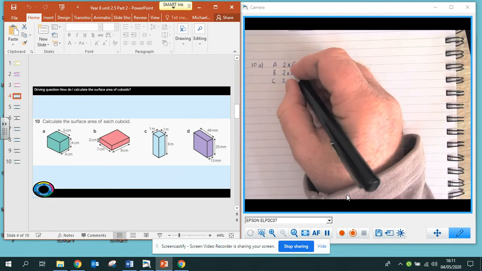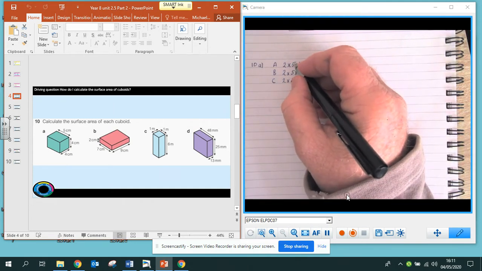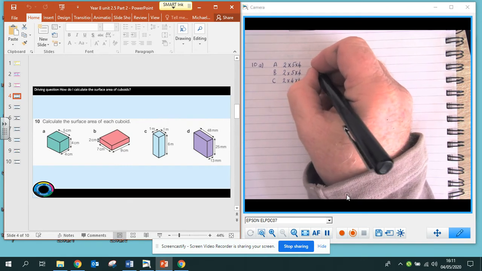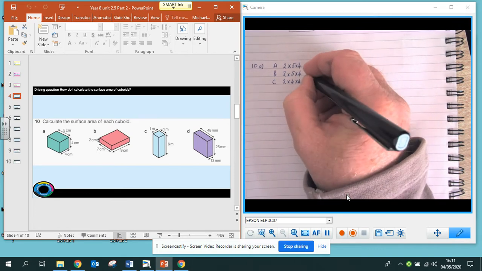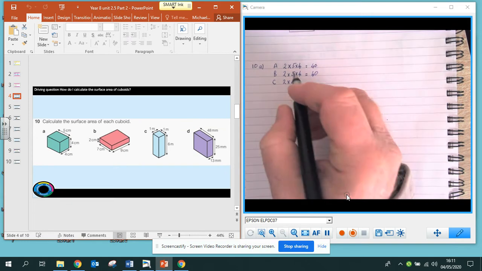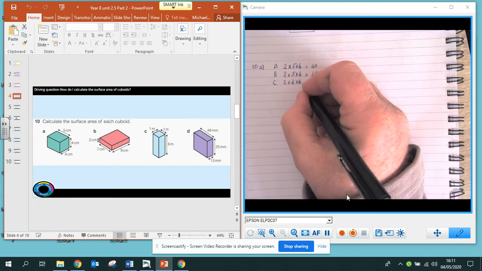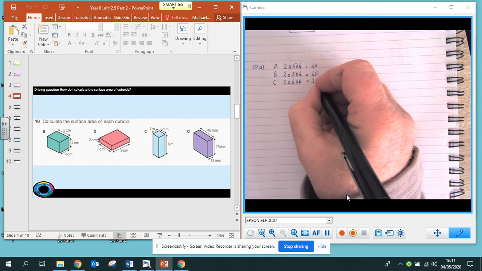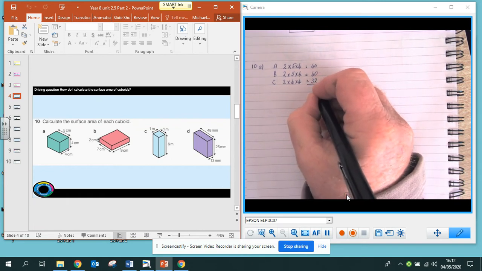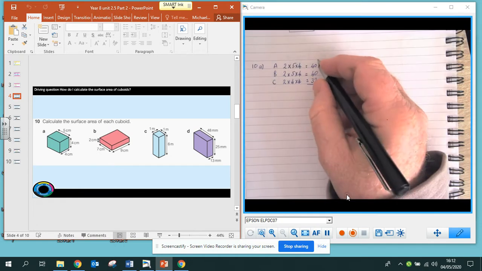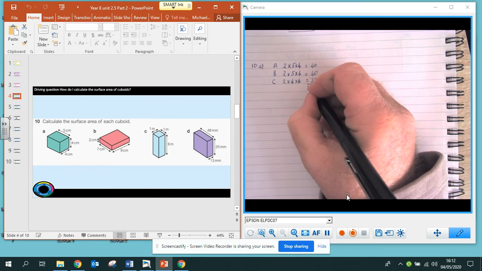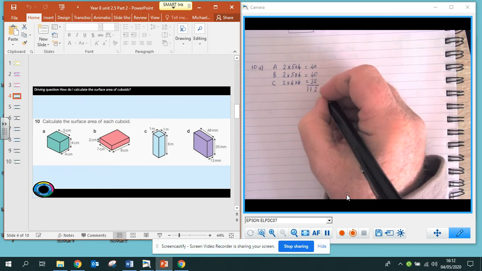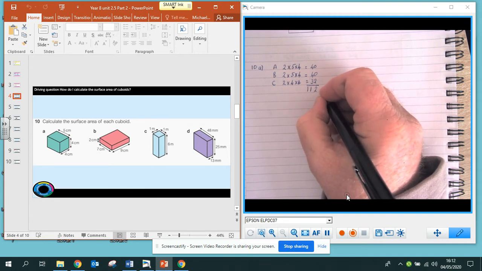So 2 times 5 is 10. 10 times 4 is 40. 2 times 5 is 10. 10 times 4 is 40. 2 times 4 is 8. Times 4 is 32. So that's the area of 3 pairs of sides. If I add those up, I get 2, 4 and 4 is 8, and 3 is 11. So the surface area of that first cuboid is 112 square centimeters.